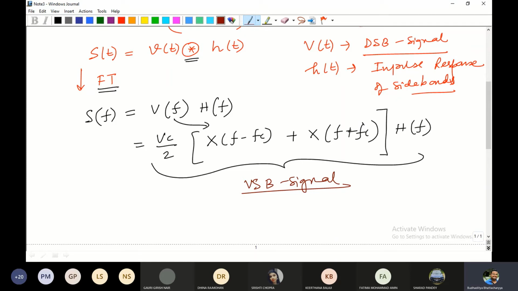As far as the detection is concerned, since we are discussing the transmission as well as the reception of the same thing, the reception is very similar to that of the product modulator based detection, just like we had for the DSB as well as for the SSB signal.